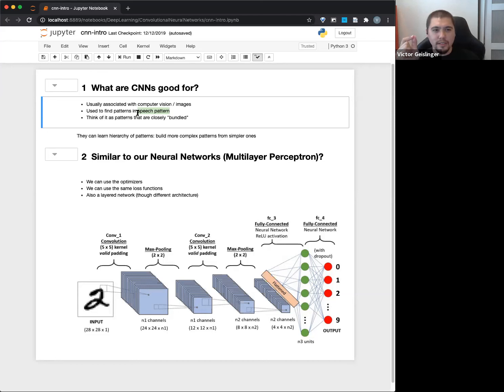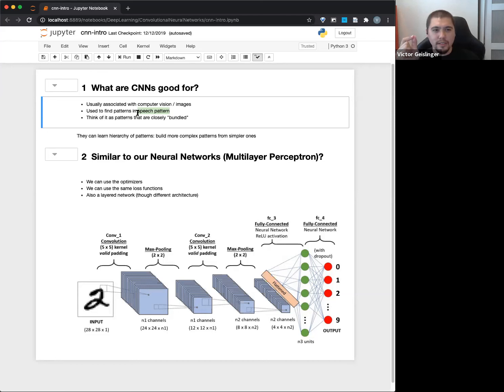I've even seen CNNs used for natural language processing, for words and stuff like this. And it makes sense that words closer together tend to have a closer relationship than words that are further apart in a sentence or in a paragraph. So that's where CNNs can be really good. You can think of it as patterns that are closely bundled. And again, closely bundled sounds like spatial, but doesn't necessarily have to be literal spatial closeness.